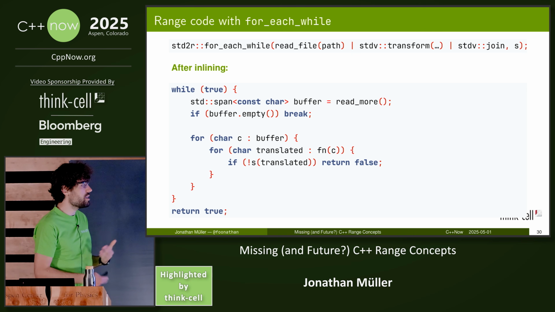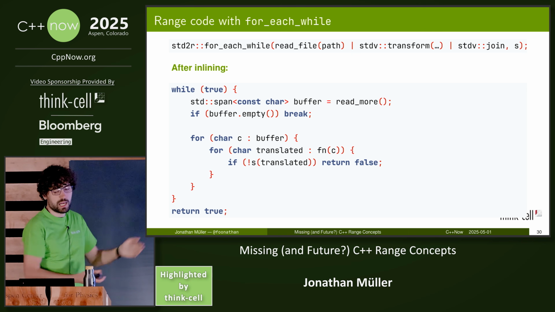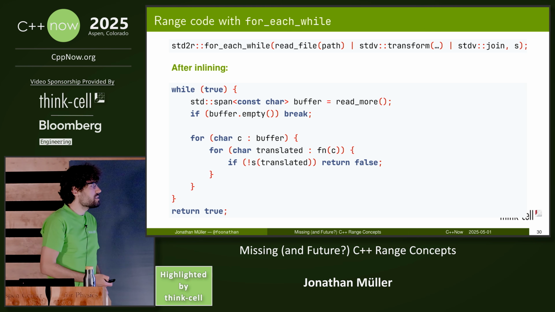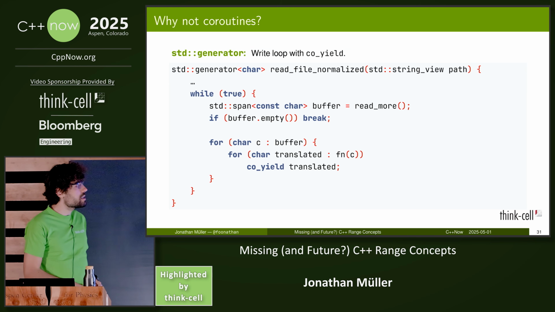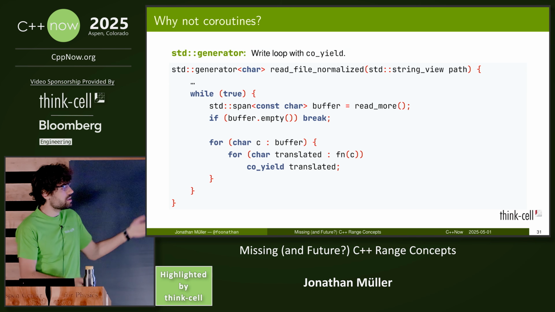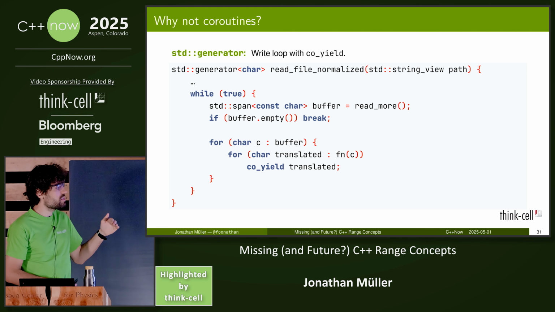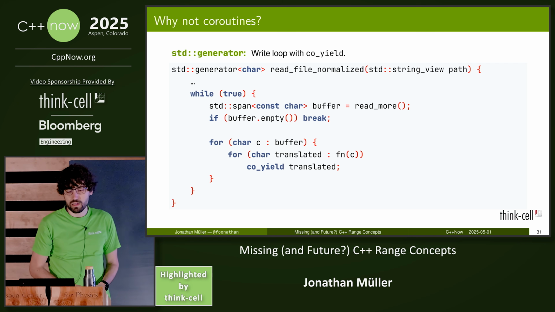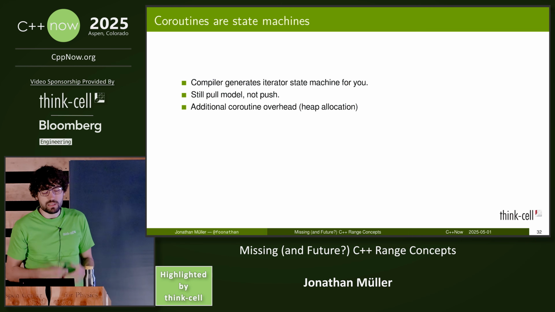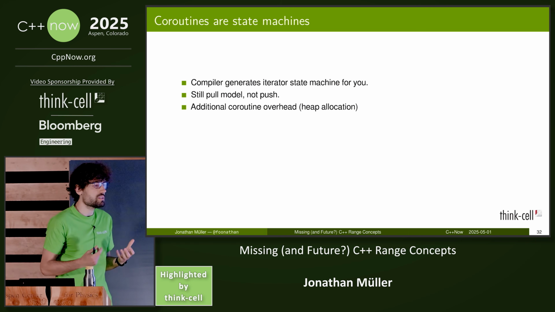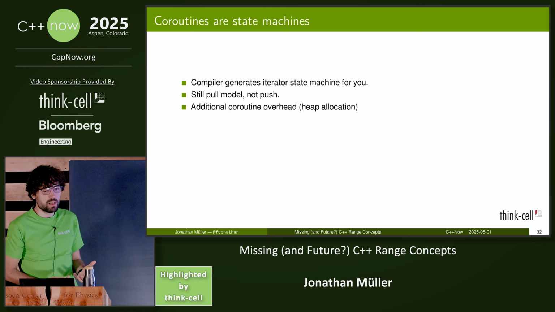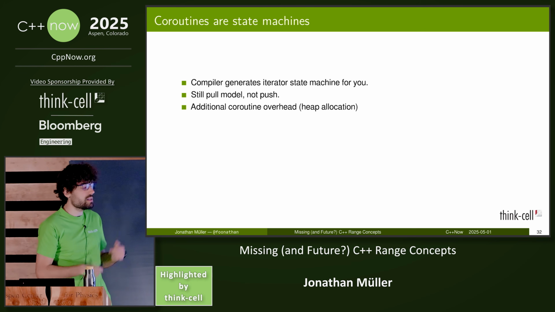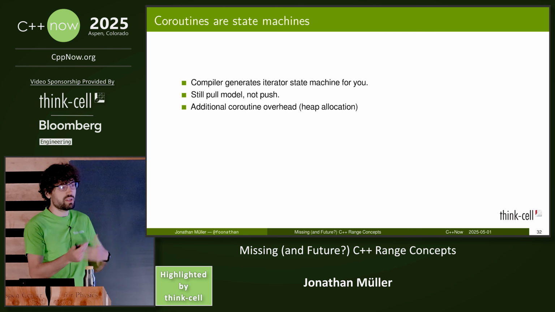There's no state machine, the optimizer just has to see the inlining, and we end up with the performance we want. Now, you might ask, well, why not use coroutines? Right? So we've got the generator, and we can write our generator, where we just write the imperative code, and then we call co_yield. And this is sort of the equivalent thing. Except that coroutines are still state machines. It's just that the compiler generates the state machine, not you. It's still the pull model. You pull the values out of the generator, you're not getting them pushed. And additionally, we have overhead from the coroutine in the form of heap allocations and stuff.